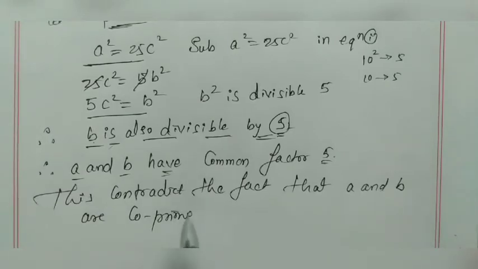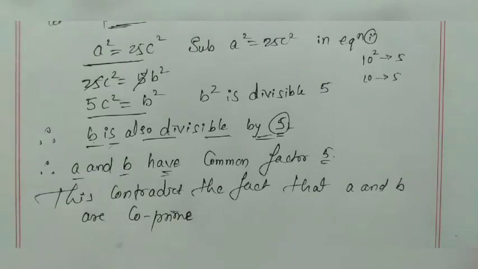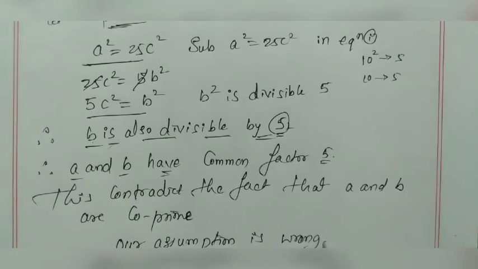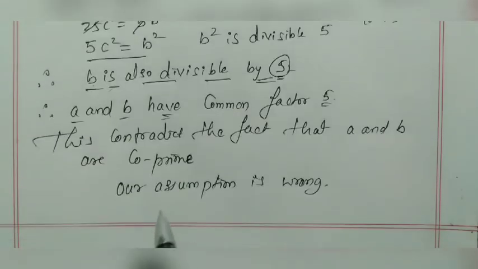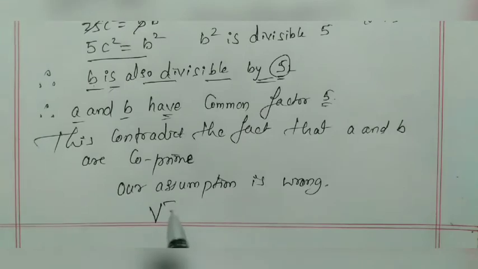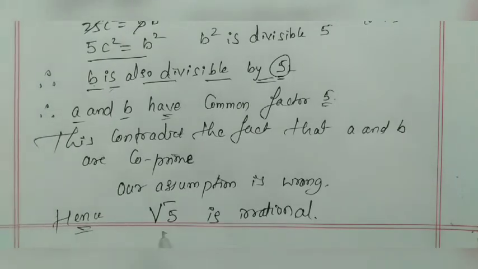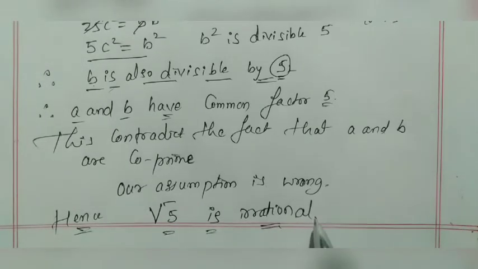If a and b are not co-prime, then our assumption is wrong. Our assumption is wrong means what we considered here, root 5 is rational. It means root 5 is irrational. So hence root 5 is irrational. Dear students, you can practice, then you will understand.